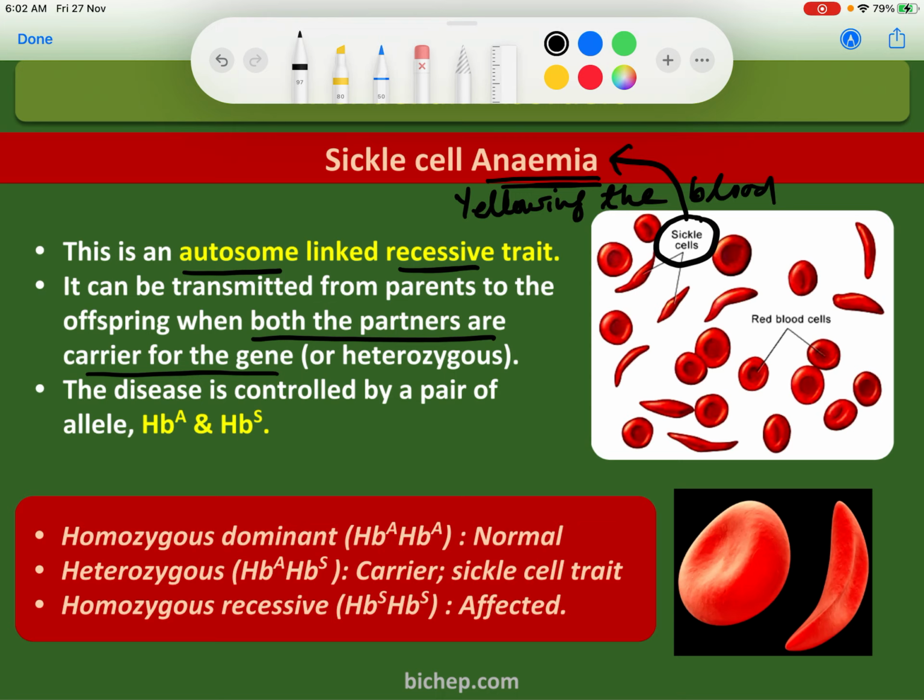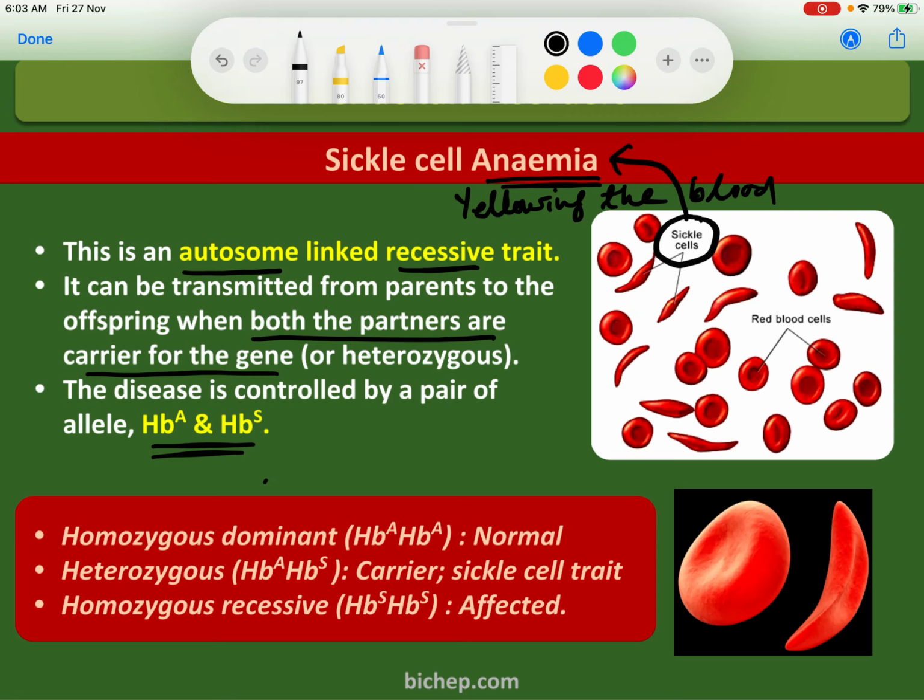The disease is controlled by a pair of genes, HbA and HbS. Here HbA is normal and HbS, where S stands for sickle cell anemia, is the mutant gene.